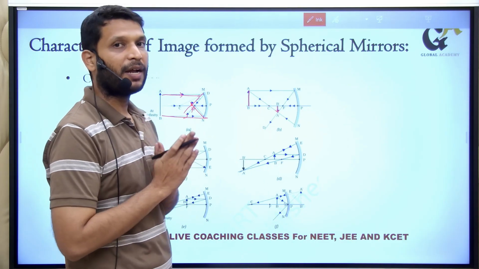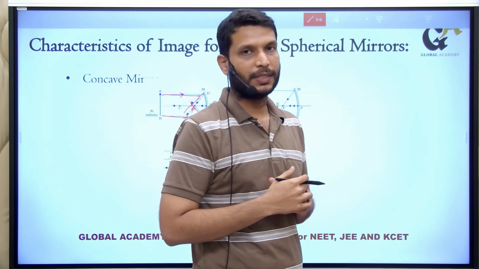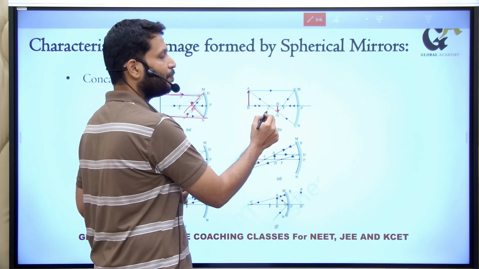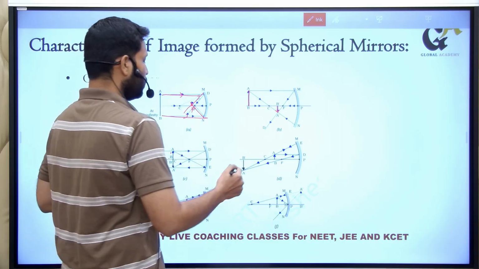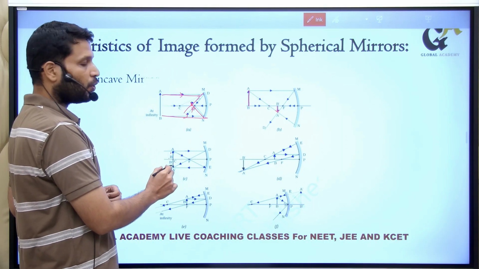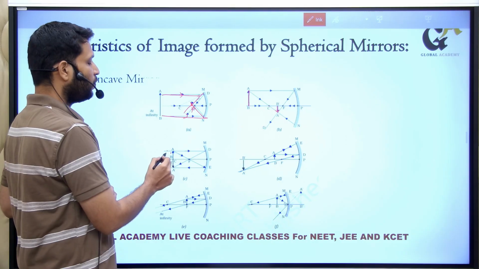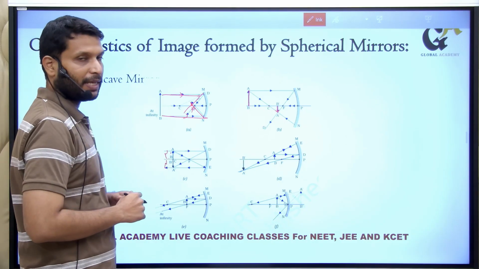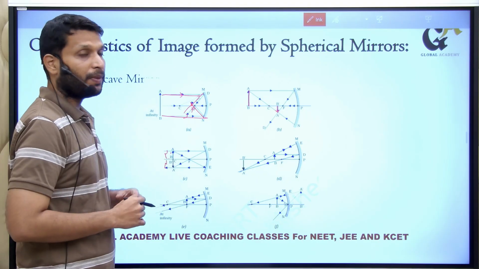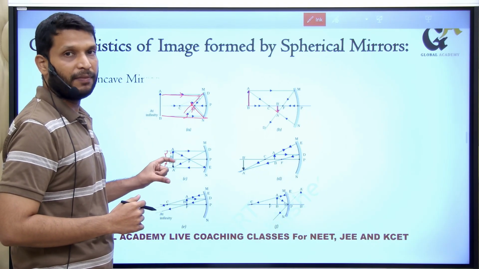Real images are those images which can be obtained on the screen. If you keep the screen at this place, you will get the image of the object. So in the third case also, you are having what? The size of the object and size of the image are same, and it is also a real image as well as an inverted image.